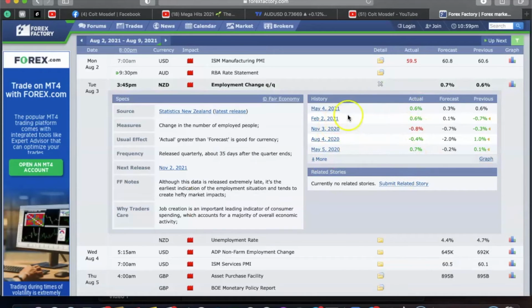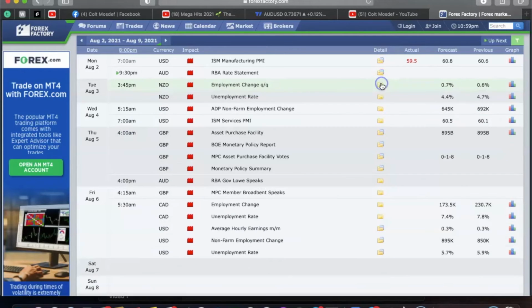The last time that we had news for this specific news event was May 4th, 2021. If you're going to backtest news, what you would do is go to May 4th, 2021, and most likely be looking on the 15 minute chart for a big burst of energy, a big burst of price going up or down. And you're like, all right, last time that news came out, this is what happened, it shot down.